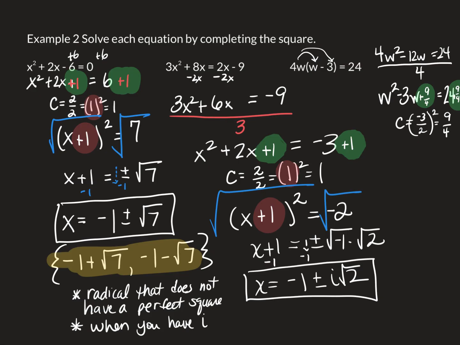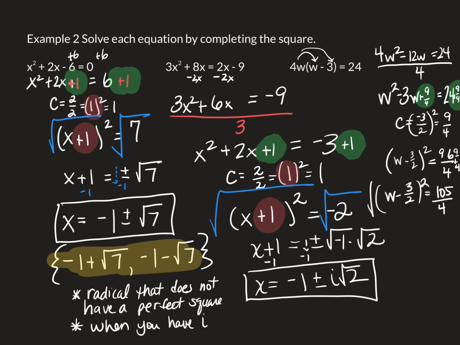Okay, I'm going to factor the left side into w minus 3 over 2 equals... 24 would be what over 4? 4 times 4 is 16. 96 over 4 plus 9 over 4. Sorry, so close to the edge. So w minus 3 over 2, that quantity squared, equals 105 over 4.